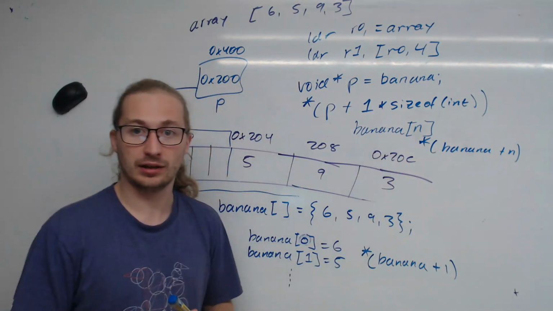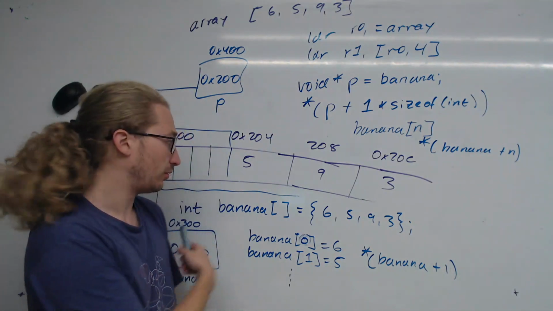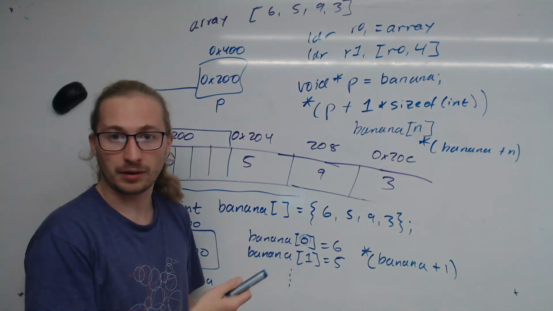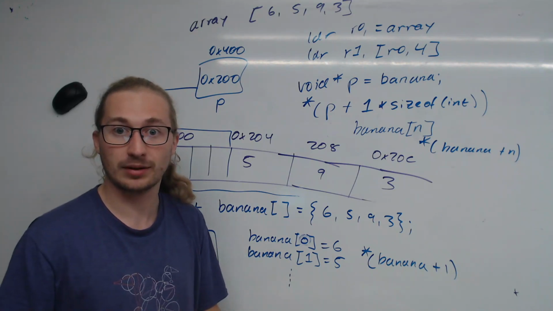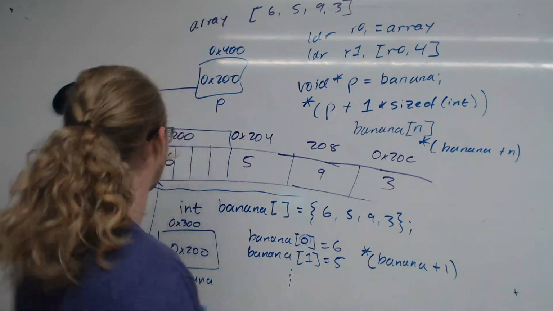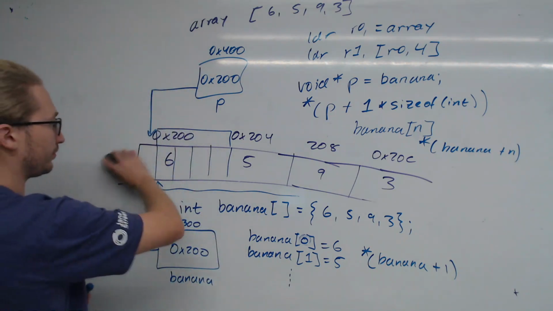So now we've seen what pointers can do for one-dimensional arrays. I'm going to move on to an example with two-dimensional arrays and how to operate with that. So we can get rid of this.